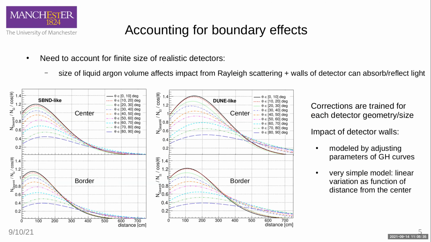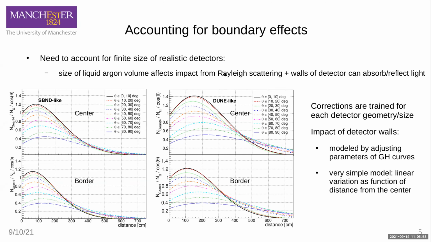So in larger detectors, there are more paths available for photons to take, so typically you have larger impacts to correct for. And secondly, the walls of the detectors or any other objects in the detectors can either absorb or reflect light. So if you have scintillation occurring in close proximity to them, this can be significantly altered.